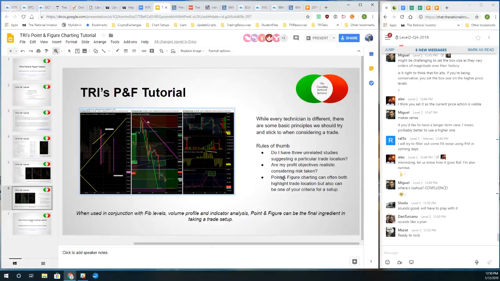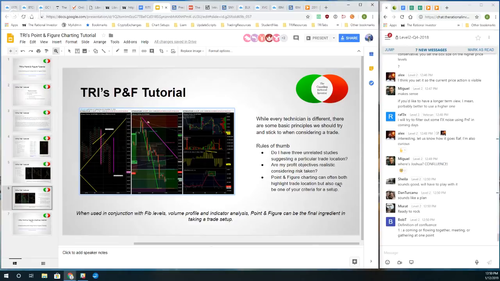The great part about point and figure charting is that it can help you highlight trade location, but it can also, if you want, be one of your reasons to consider taking a trade. So, as always, with all of these tutorials, when used in conjunction with things like fibs, volume profile, indicator analysis, point and figure charting can be that final ingredient to force you over the edge. Yep, this is a breakout. I got to take this trade.